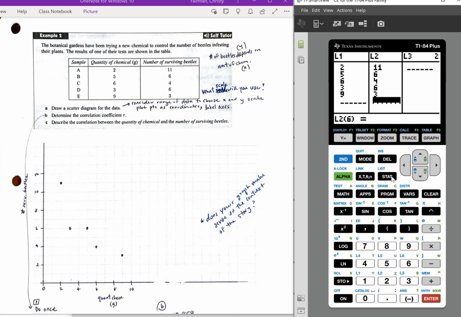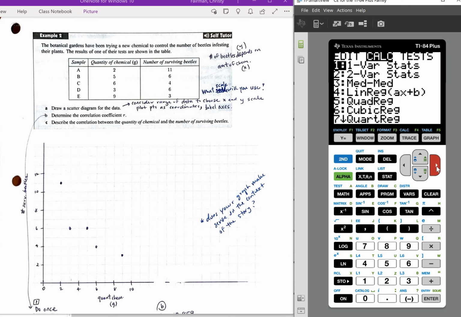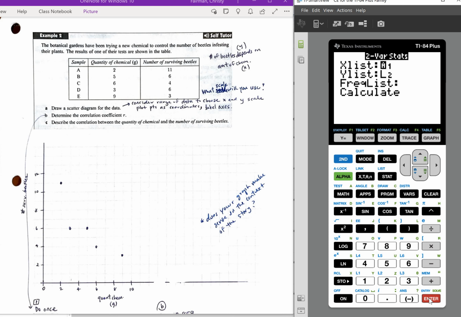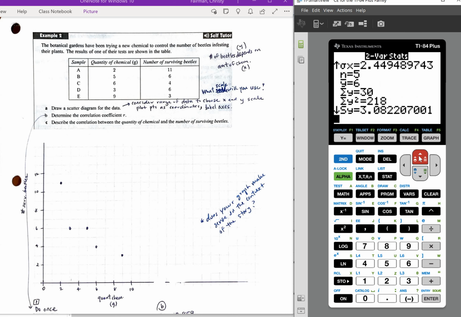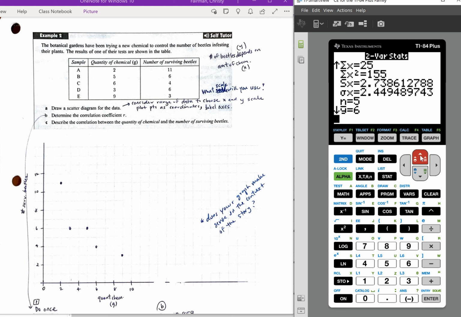So the next thing I'm going to do, I'm going to hit stat. I'm going to hit calc, because we are calculating stats now. And now we have 2 variable stats. So I choose that. My X list is L1. My Y list was L2. I don't have a frequency list, so I'm just going to calculate. And here it is. All of those stats with 2 variables. So that's all the stuff that we knew before, all our other values. Notice R is not there.